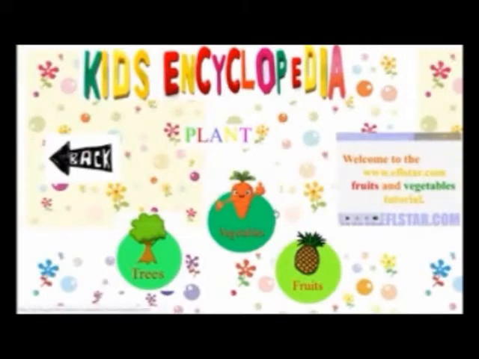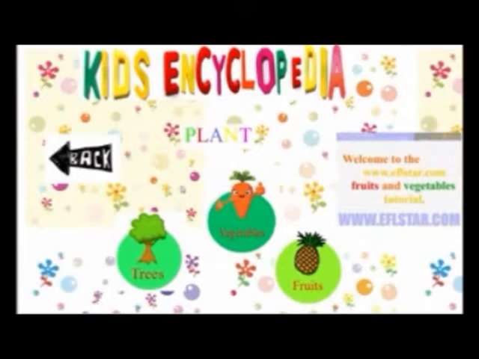Welcome to Kids Encyclopedia. This is the main interface for Kids Encyclopedia. This interface has 3 buttons: plant button, animal button, and places button. When we click the plant button, this interface will show.